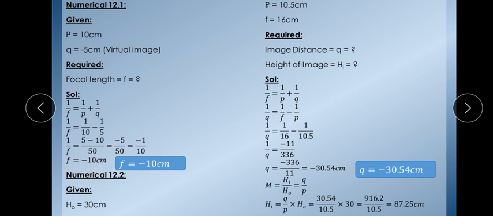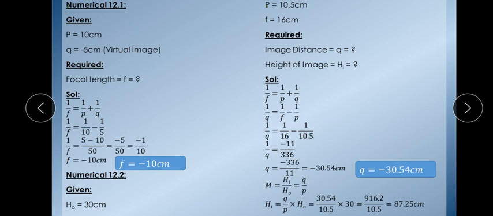Students, the statement of 12.2 is: an object 30 centimeter tall located at 10.5 centimeter from a concave mirror with a focal length 16 centimeter. Where is the image located, and how high is it? So in the given, height of object is 30 centimeter, distance of object is 10.5 centimeter and focal length is 16 centimeter. The image distance we have to find and height of image we have to find.